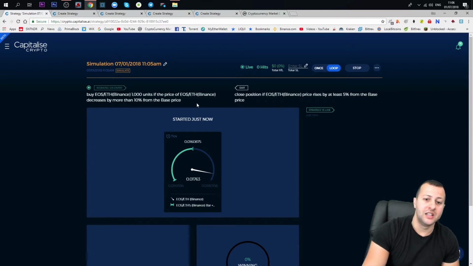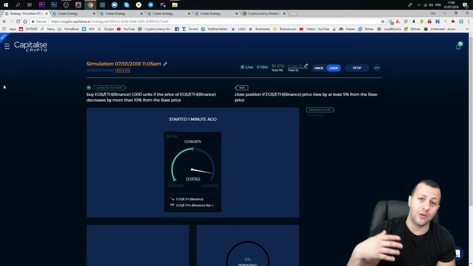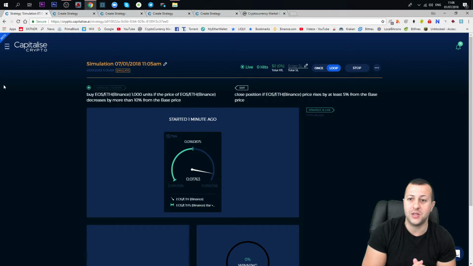automatically. Now you can create way more complex strategies, entry points. For example, buy 1000 EOS when the price of XRP is below its 200-day average. I don't know why you would do that, but I'm just saying you have so many options, so many conditions that you can combine for a quality trading strategy.